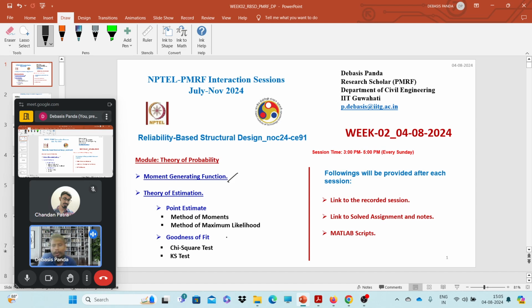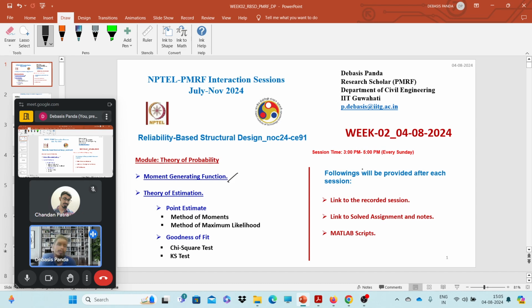Then we will move to goodness of fit test or hypothesis testing. If time permits, I will show how these tests are performed using MATLAB. And I will also upload that MATLAB script along with the problem statements.